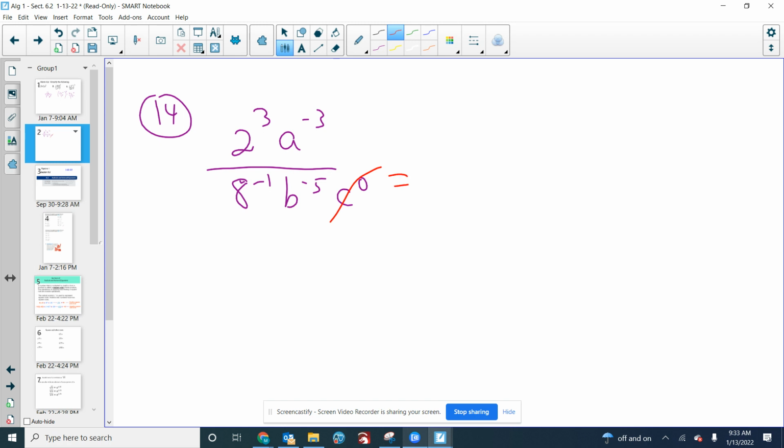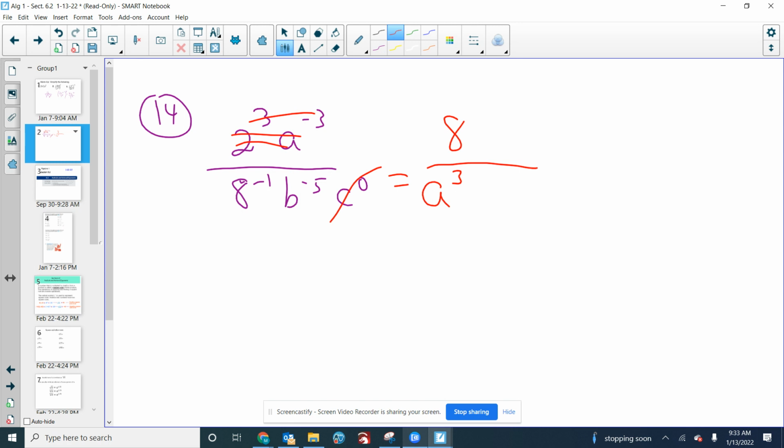What's 2 to the third? 2 times 2 is 4, times 2 is 8. 2 is our base. It's 8. Okay, what happens to a to the negative third? It goes to the bottom and becomes a to the positive third. Okay, so we're done with these two. What about x to the negative 1? Where does it go? Up, and it becomes x to the first, which is just x.